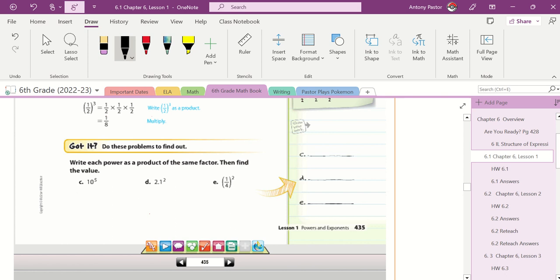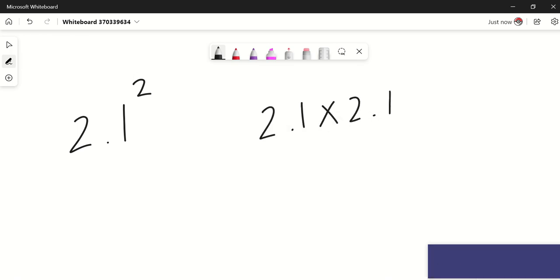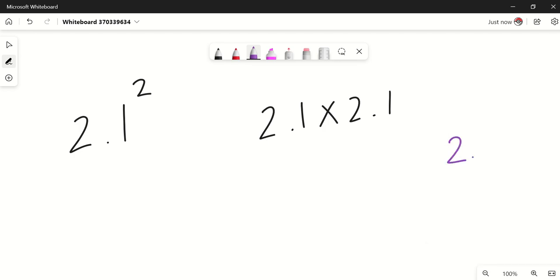We're on D. Letter D is 2.1 squared. 2.1 to the power of 2, or 2.1 squared. This means 2.1 times 2.1. This also means 2.1 times 2.1. 1 times 1 is 1. 1 times 2 is 2. 0. 2 times 1 is 2. And then 2 times 2 again is 4.